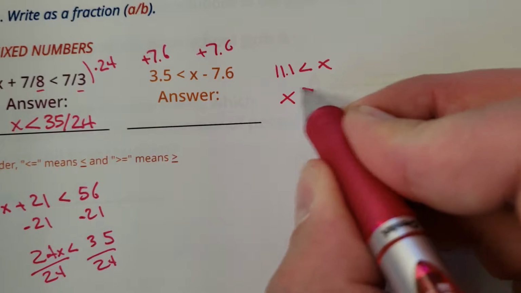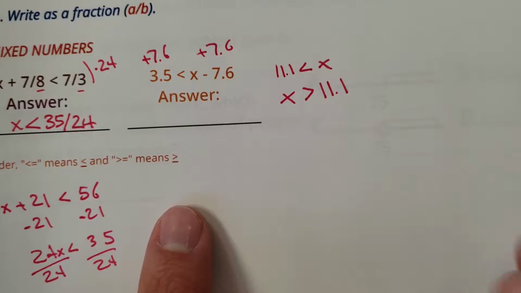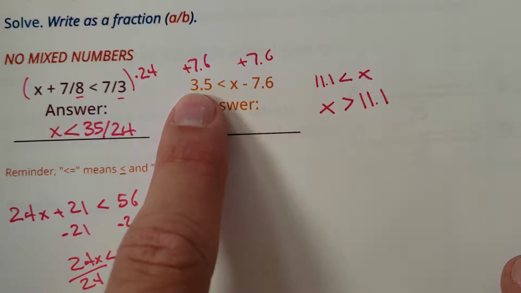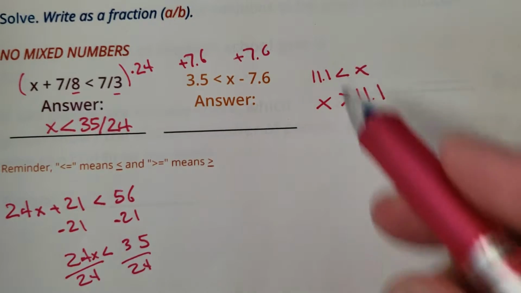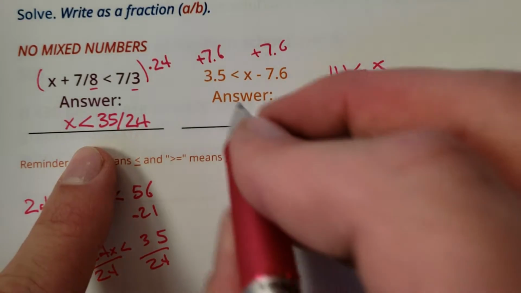Flip! We don't put variables last when we do inequalities. Variables must go first. So I was going to add that and then flip it, but I rewrote it. I showed all my moves. There we go. X has got to be greater than 11.1.